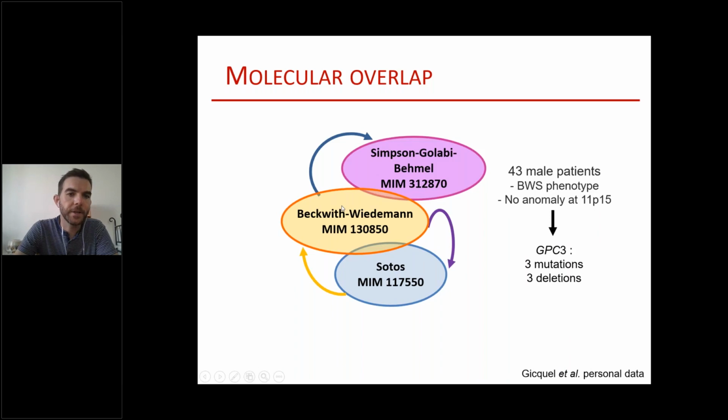And the same phenomenon has been described between BWS and Simpson-Golabi-Behmel, as we in Trousseau a few years ago were able to identify GPC3 mutations in male patients with a clinical initial diagnosis of BWS, but no methylation defect at 11p15.